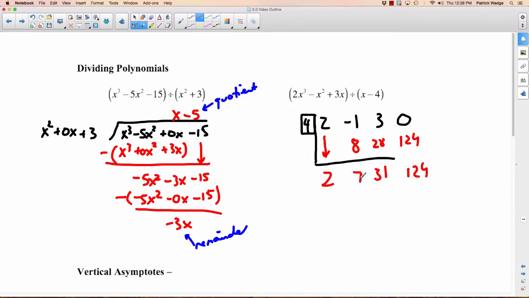Okay, I got 4 numbers. What does this mean here? Well, the first number will always be your remainder. Next one will be your constant, or your x to the 0 power. Then comes your x to the first power, and your x squared. So if we're going to write the answer, we would have 2x squared plus 7x plus 31, and then you have a remainder. I'm just going to write it like this, with a remainder of 124.